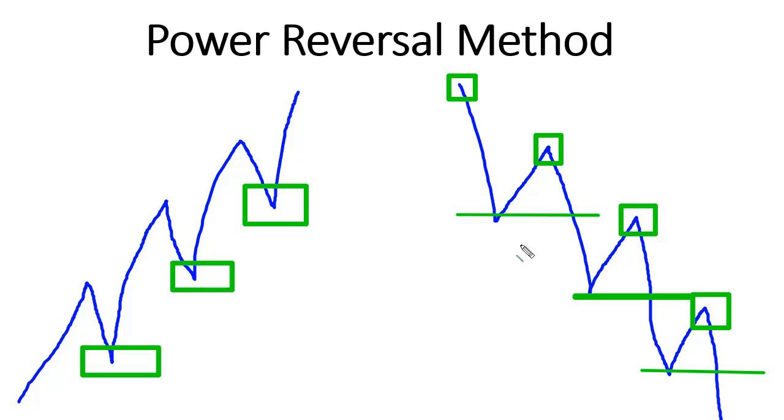So the power reversal method basically puts these two together. Let's do this here. Let's just say, for example, the market went up like that and we had something like that going, right? And then the market did something like this. So you can see how we went from a bull trend, the market's higher lows, and then the market rallied up, went sideways for a bit, and then dropped back down.